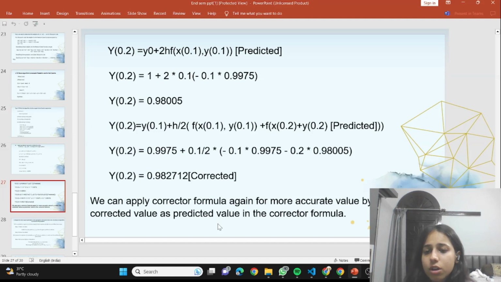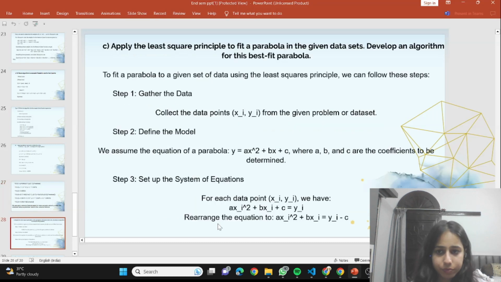y of 0.2 equal to y 0.1 plus h by 2 of f of x 0.1 comma y 0.1 plus f of x 0.2 comma y 0.2 predicted, and we will get the value of y 0.2 equal to 0.982712. We can apply the corrector formula again for a more accurate value by putting this corrected value as the predicted value in the corrector formula.